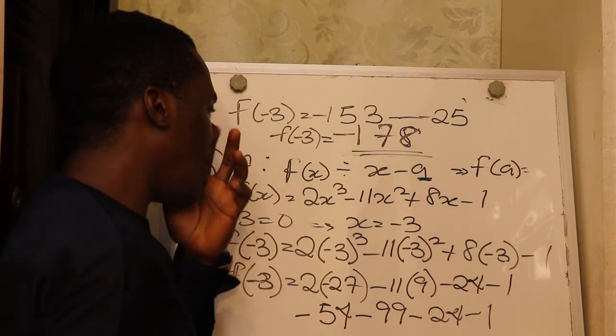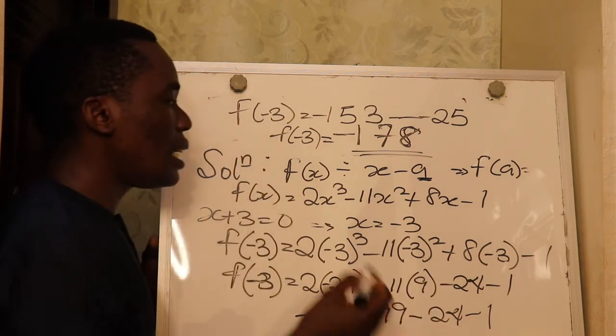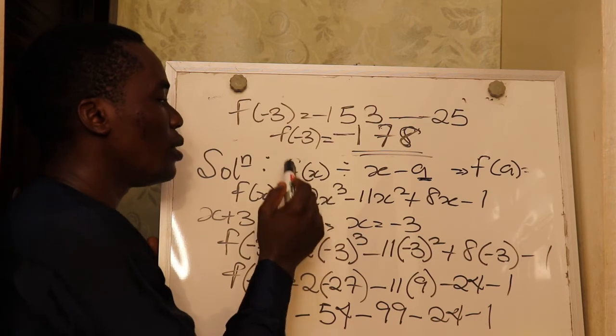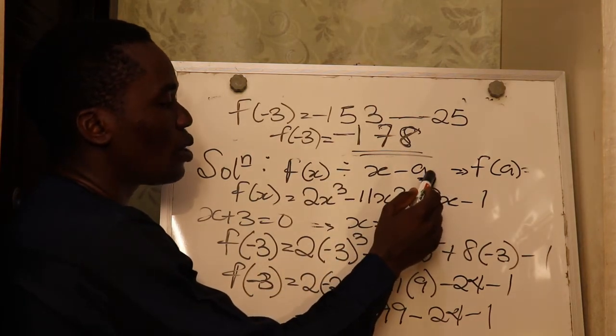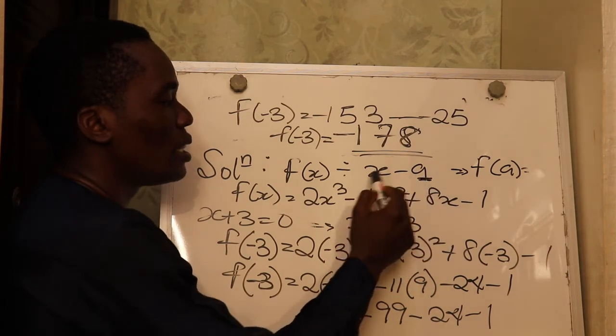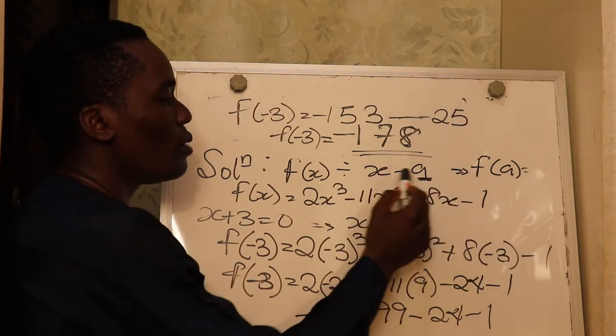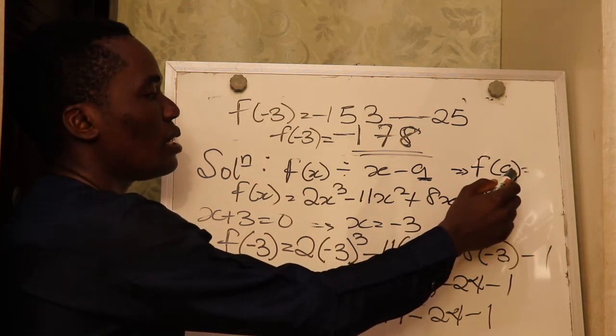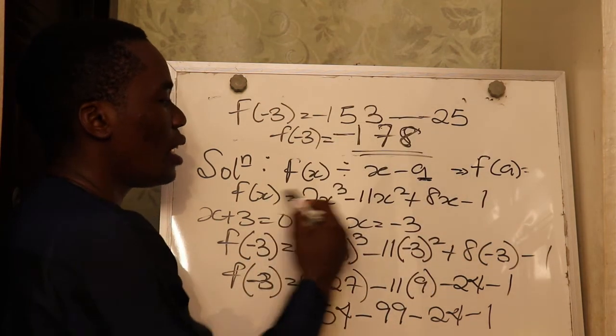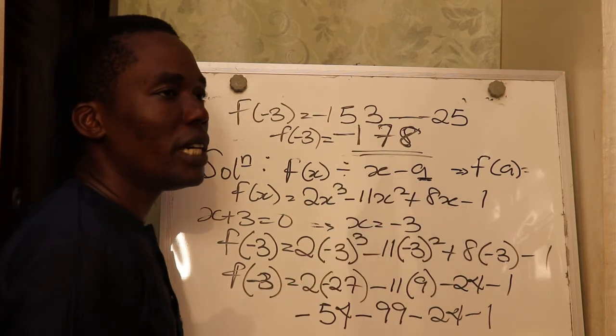Now remember the question. I told you the remainder theorem is the function divided by the divisor. The value of the function at the value you get for x when you equate the divisor to 0, if you put that value into the function, you get your remainder.